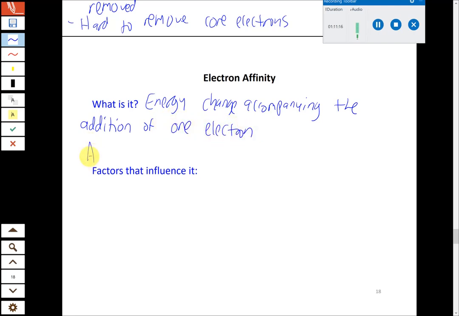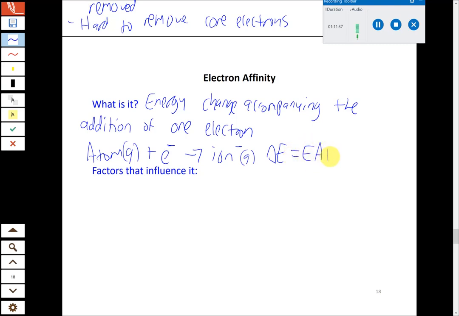So in this case, what we're doing is we're starting again with a gas phase atom. We're always defining these in the gas phase. We this time add an electron to it to form a negatively charged ion. And the delta E for this process, the energy change as we add one electron to the atom, is referred to as the electron affinity, abbreviated as EA.